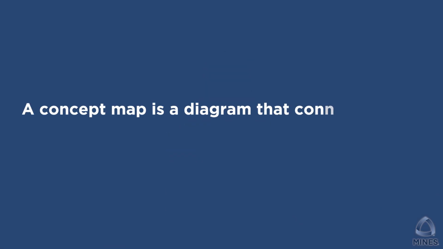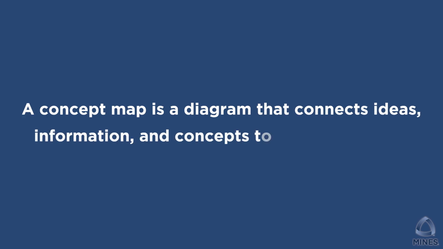One approach to building a narrative involves creating a concept map, which is a diagram that connects ideas, information, and concepts to a main topic. It is a useful way to break down main points into smaller ones, and to better understand how the smaller points relate to the main point as well as each other.